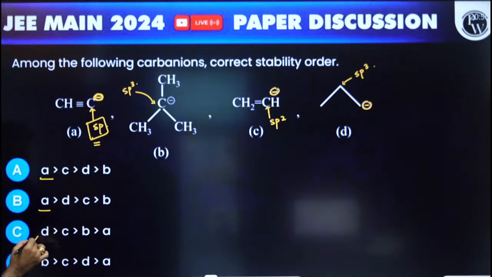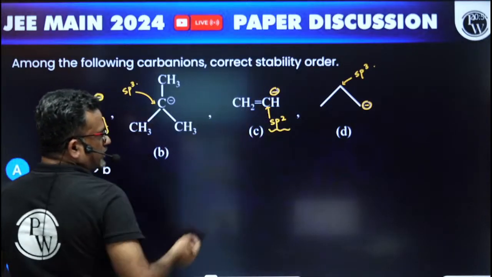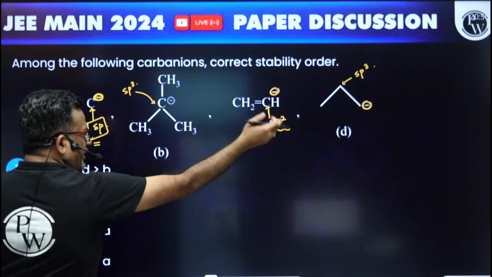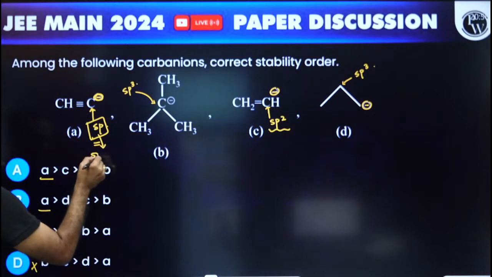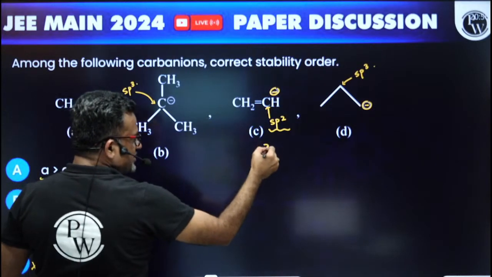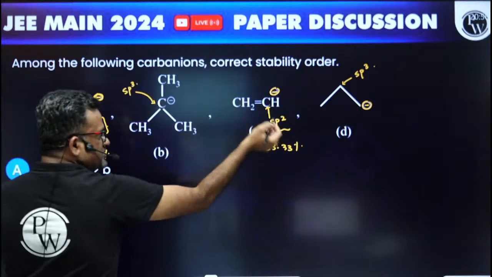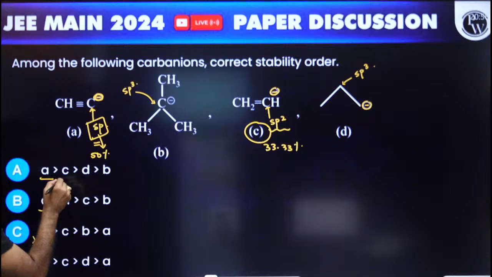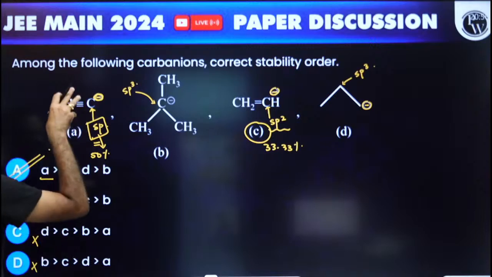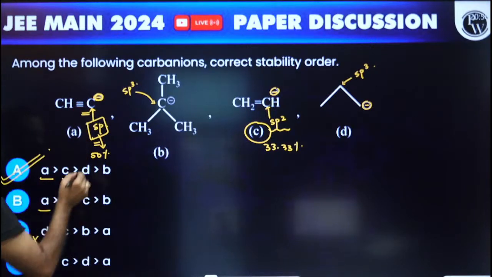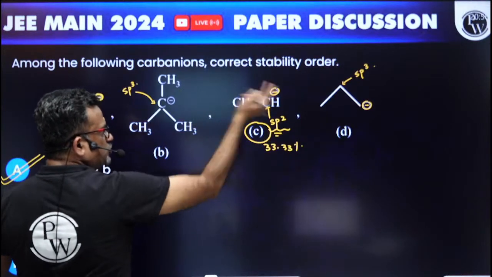A is the most stable, not this, not this. After sp, we can go to sp2. sp2 is also more electronegative, but not as much as sp. Electronegativity depends on s character. The s character is 50% here and 33.33% here. So going by that logic, after 50% comes this. So after A comes C, and then D. So straight away go with A. A is more stable because this carbon is more electronegative due to sp hybridization, and this carbon is more electronegative due to sp2 compared to these two.